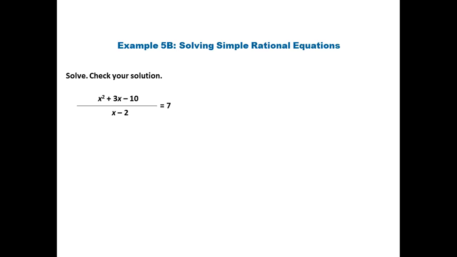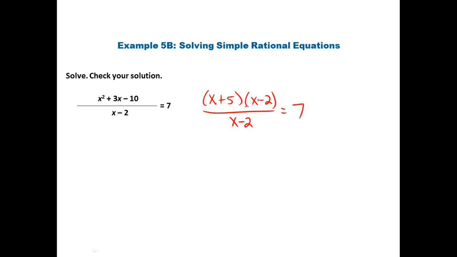Alright, a little bit different here. We are solving and checking. Okay, so in order to do this, let's factor the numerator first. This would be x plus 5, x minus 2. Right, because 5 and negative 2 will give you 3. When you multiply, it gives you negative 10. Alright, x minus 2 on the bottom.